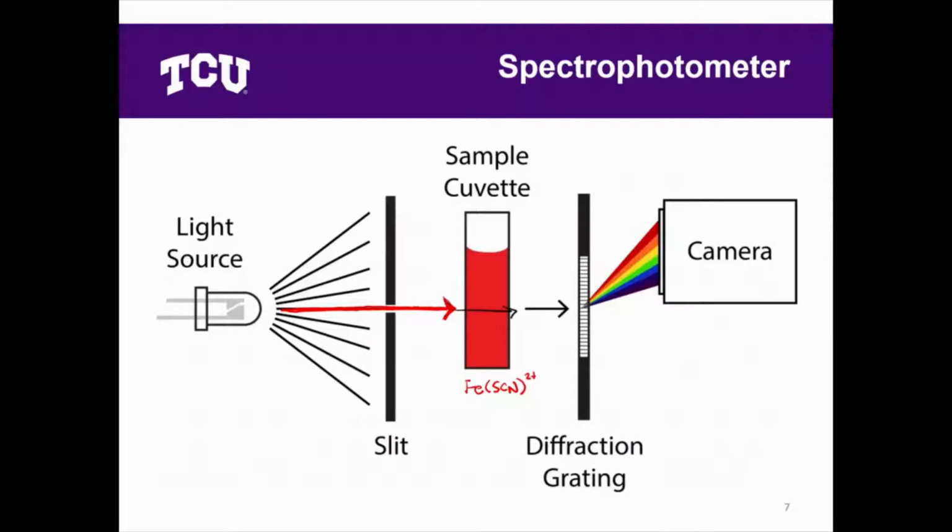pass through our sample, and whatever light gets through is going to go out into the diffraction grating and then hit the camera. That will then tell us how much light is being absorbed by our species, because it measures the transmittance. So it knows how much went through, it knows how much it put in, so it can calculate our absorbance. If it knows how much light went in and how much light came out, it will know how much light was absorbed by your sample as well.